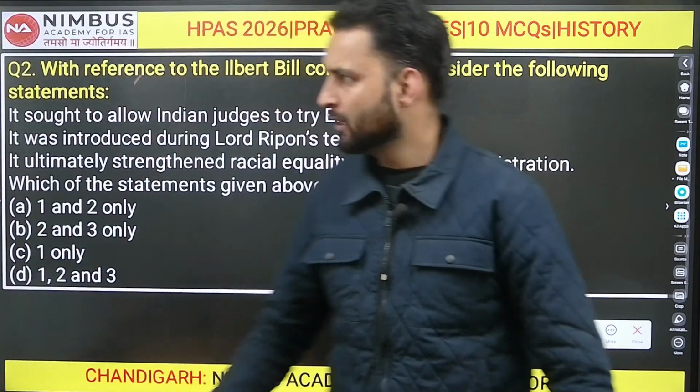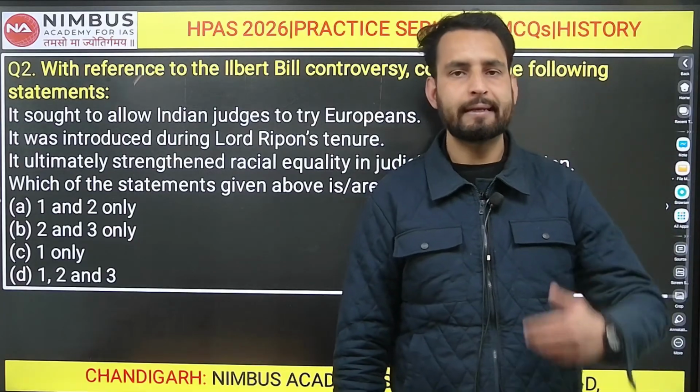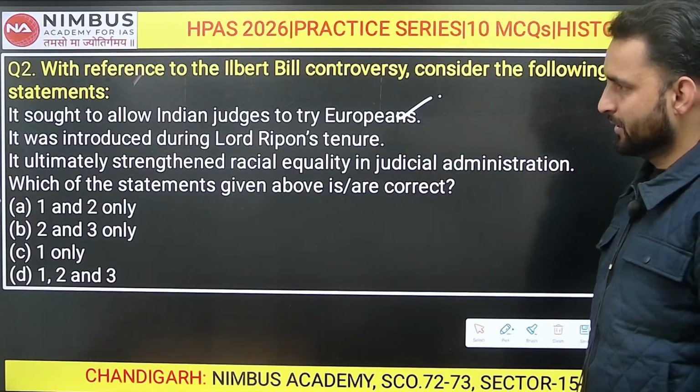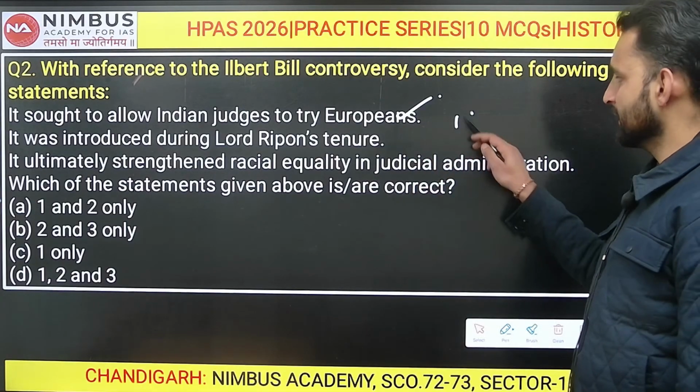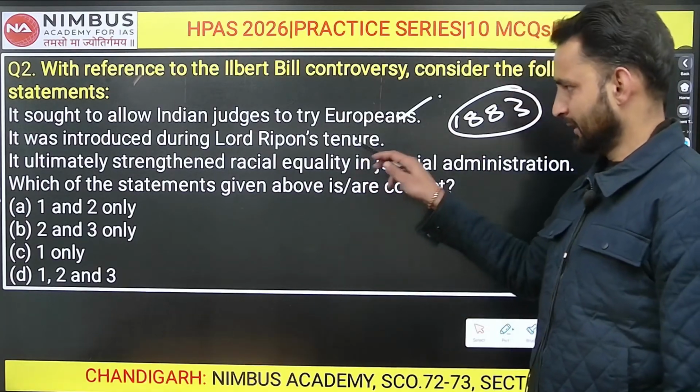Let us just check. Question number 2 is Ilbert Bill. Ilbert Bill is basically that Indian judges can also try the European offenders as well, right? So this is the simple statement. Statement number 1 is right. Second is, it was introduced in 1883. Ilbert Bill was introduced in 1883. So the second statement is right as well.